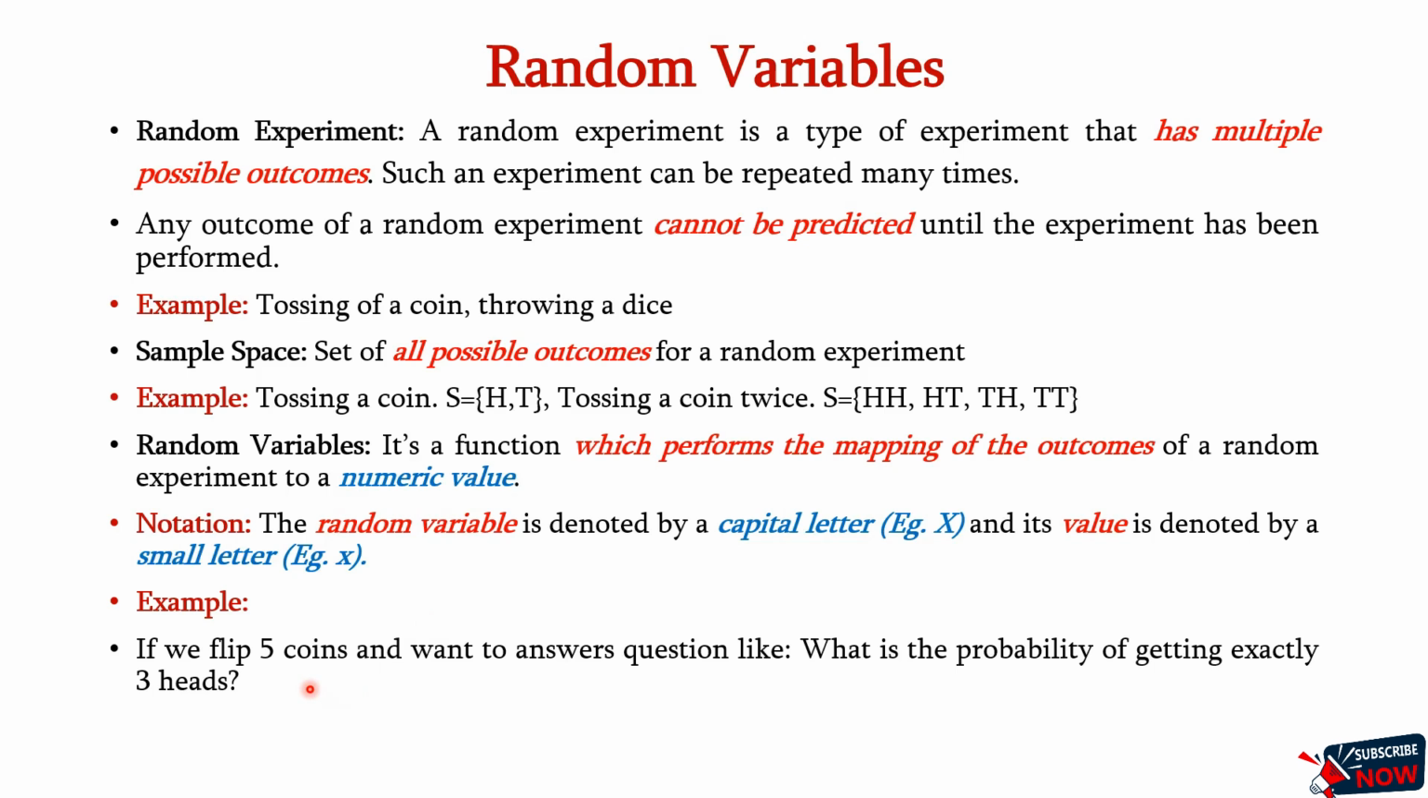For example, if we flip 5 coins and want to answer the question, what is the probability of getting exactly 3 heads, then we can express it as P(X = 3). Here X is the random variable and 3 is the numerical value assigned to this random variable X.